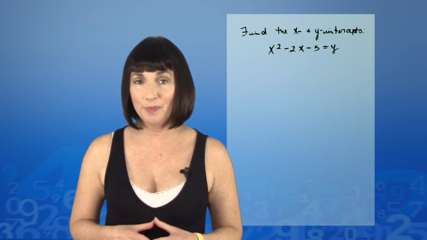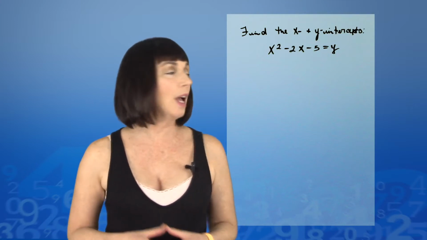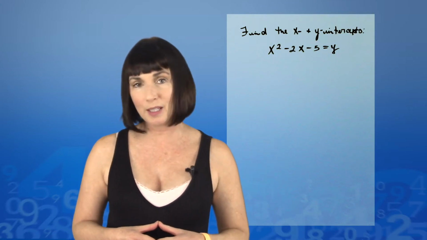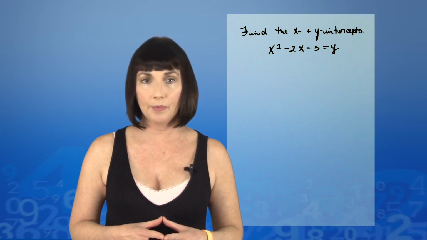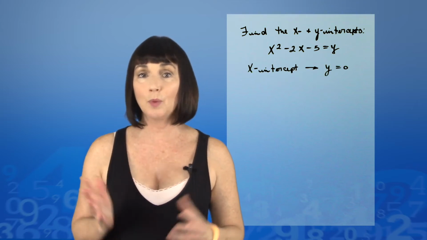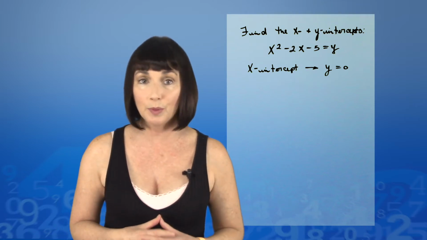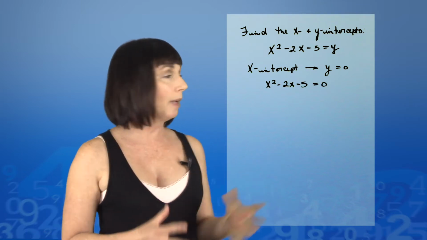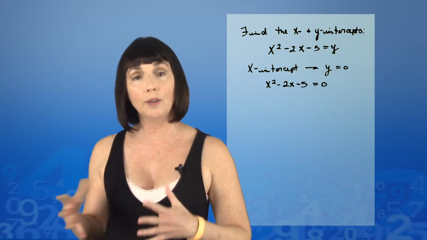I'm Allison from Math Bytes, and we're working through an example of finding the x and y intercepts of a quadratic equation. So here we go. Find the x and y intercepts of x squared minus 2x minus 5 equals y. Now for our x-intercepts, that will be where y is equal to 0. So setting y equal to 0, we get x squared minus 2x minus 5 equals 0.